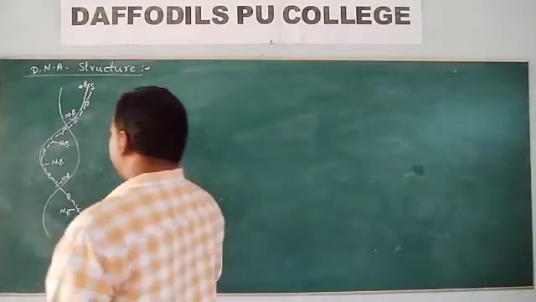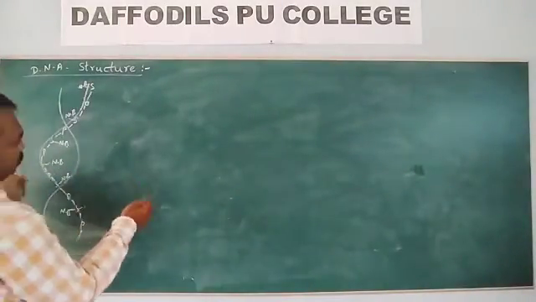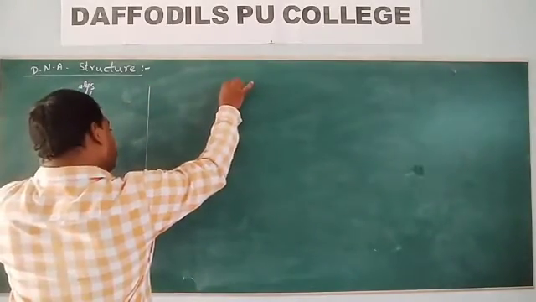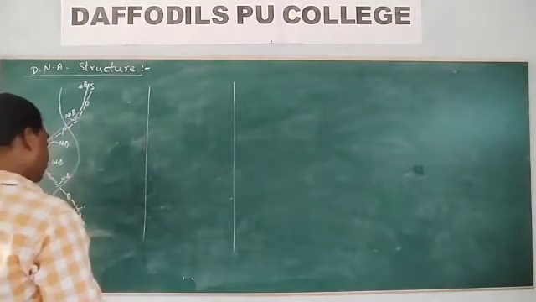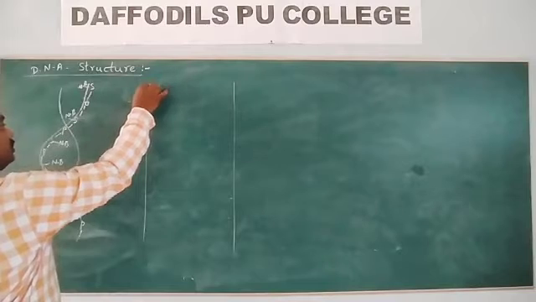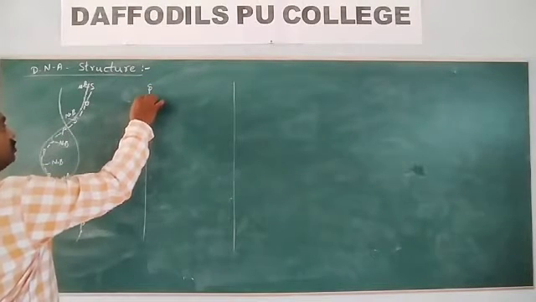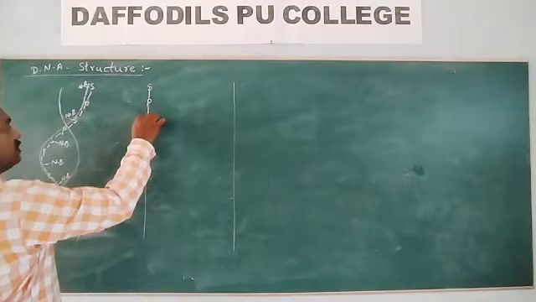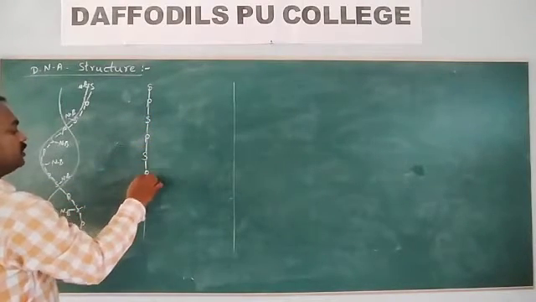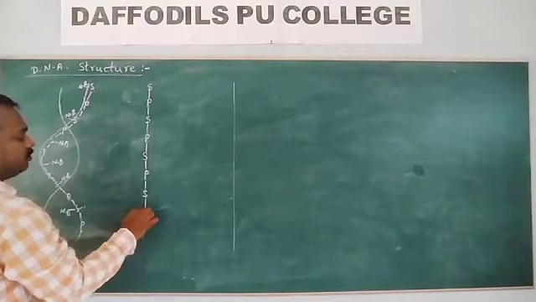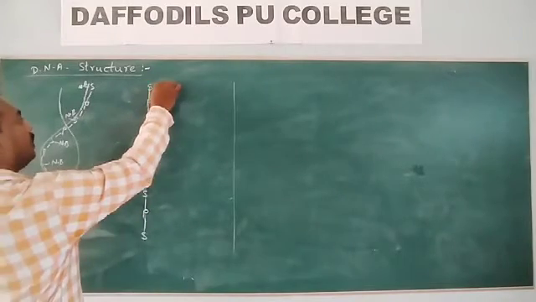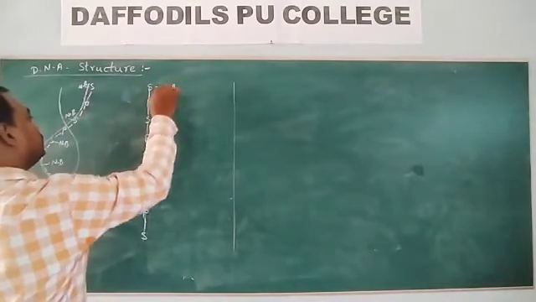Now what I am doing is I am unfolding these strands. I am showing the 2 strands by unfolding these helical structures. So this is a strand, and this is the sugar moiety, and this one is bonded with phosphate. This is another sugar moiety, phosphate, sugar, phosphate, sugar, phosphate, sugar, like that. These sugars are bonded with nitrogen bases.